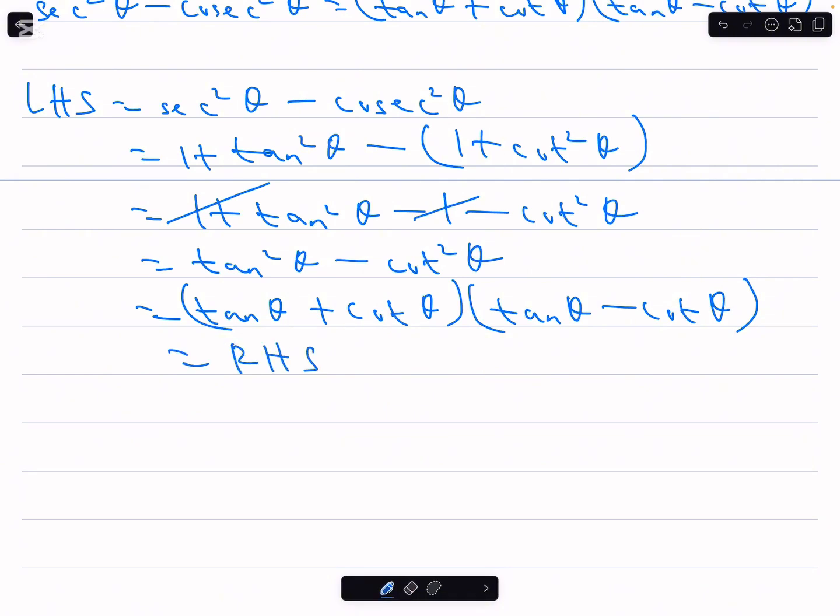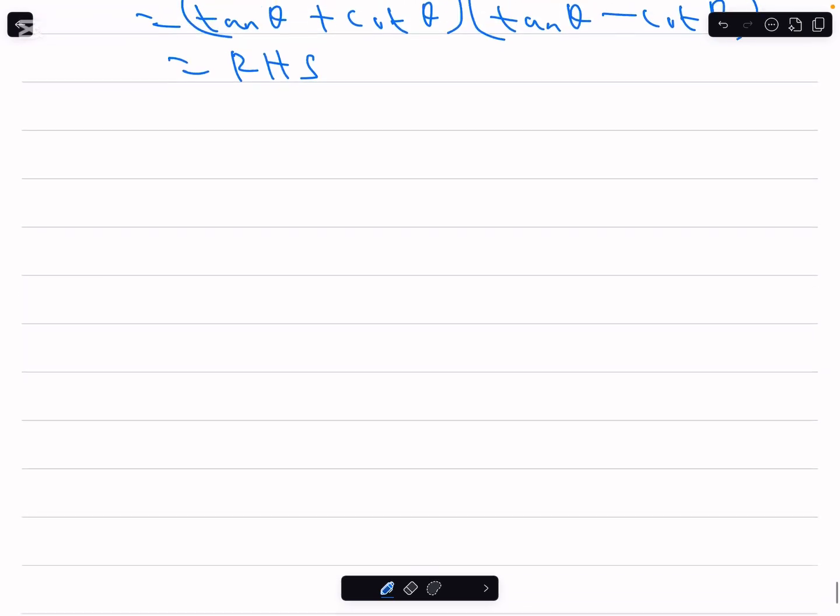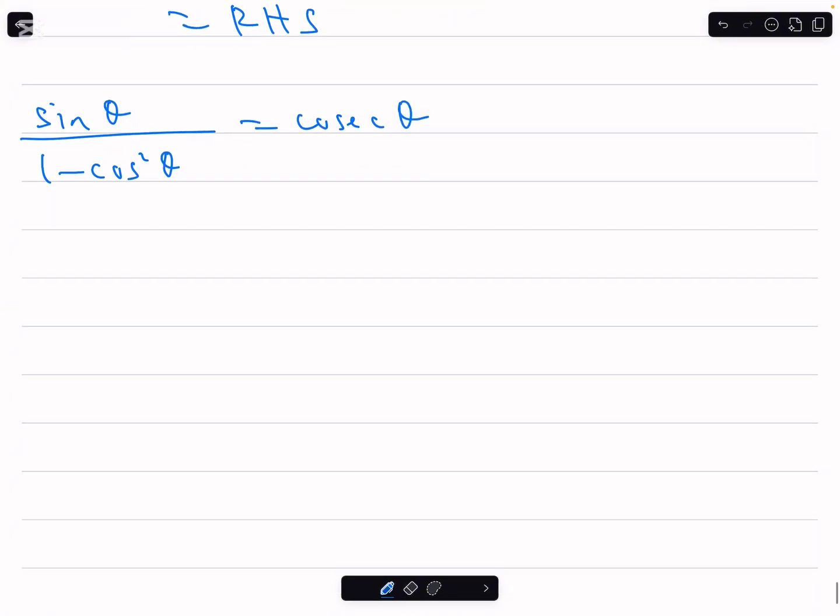And that was quite cheap. We go to the next one. Show that sine theta over 1 minus cos squared theta is equal to cosec theta, and that's supposed to be an easy one too.